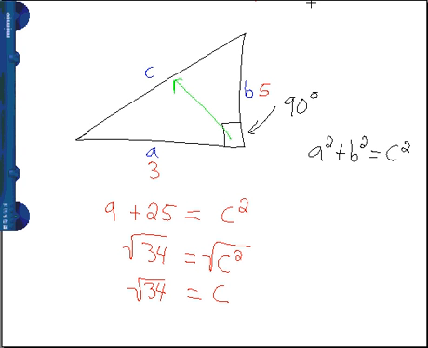So again, the Pythagorean theorem simply tells us about the length of sides and the relationship to each other. Specifically, the length of A squared plus the length of B squared is equal to C squared. Okay?